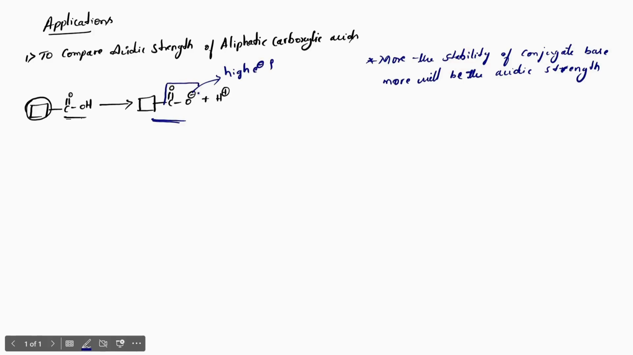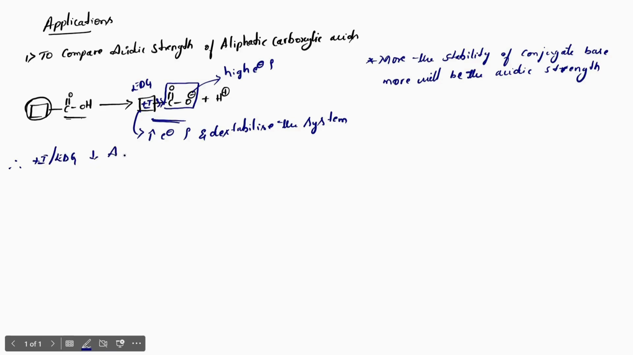That means this group is already high in electron density. If the positive inductive group is attached, that means electron donating group is attached, what happens? It releases the electron, which even more increases the electron density. And with increase in the electron density, it is going to destabilize the system. Therefore, we can say that positive inductive effect or electron donating group decreases the acidic strength. We will see one more example.